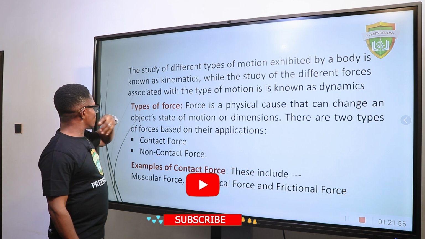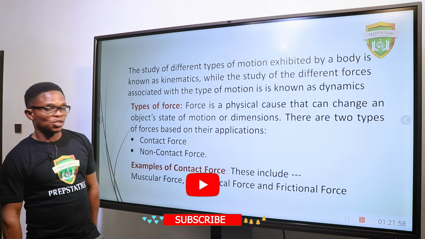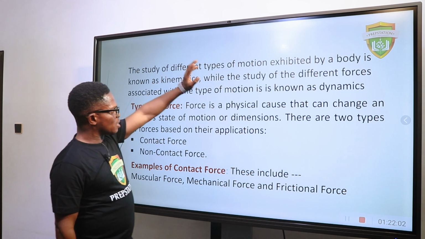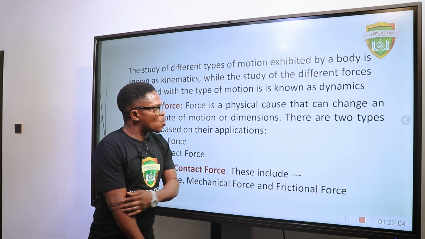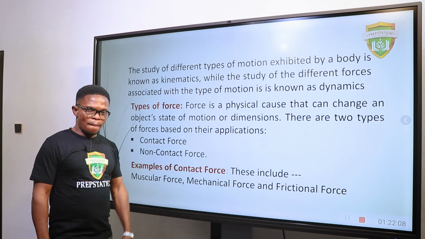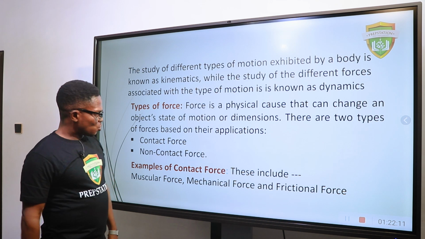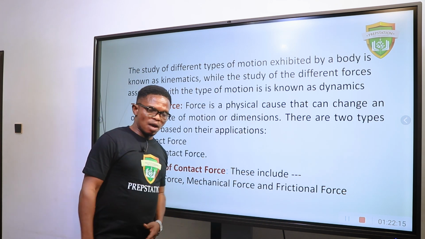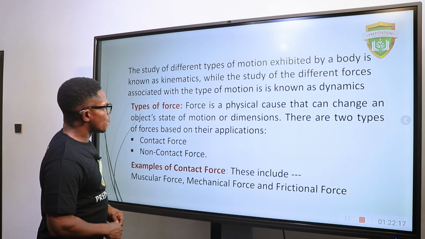Okay, so we want to quickly look at types of force before we continue. Force is a physical cause that can change an object's state of motion. I explained that before. So the only reason why objects move or stop is the application of force.